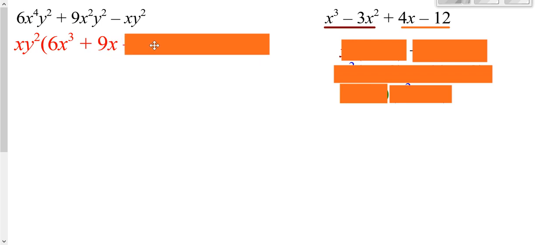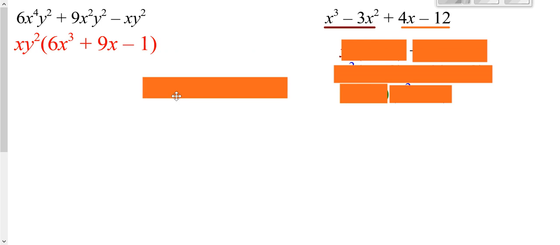So why don't you pause the video, see if you can do these two quickly. So on this first one, you look for your greatest common factor. You're going to go ahead and pull out an x and a y squared. Then you got to look at what xy squared times what gives you that first term. That's a 6x cubed. Xy squared times what gives you the middle term, and that's a 9x. Xy squared in front times what gives you that last term, and that's just a plus 1.